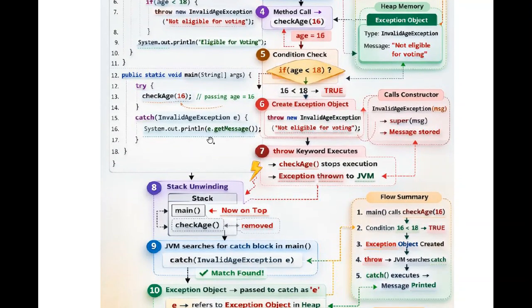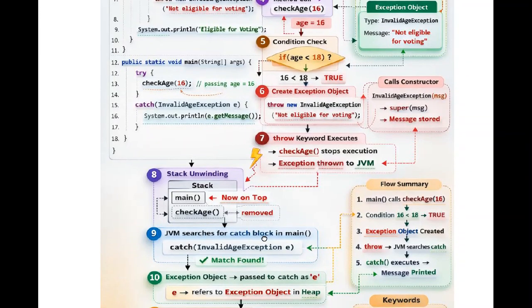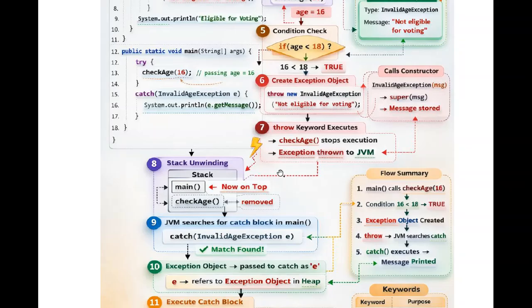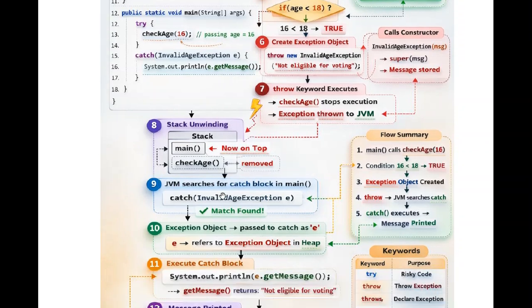Now JVM searches for a catch block. Is there any catch block in the main function? Yes, obviously we have this catch block now. InvalidAgeException is present. So E, what is it passing, because it already has that message, not eligible for voting. So a match is found, and the exception object is passed to the catch block as E.